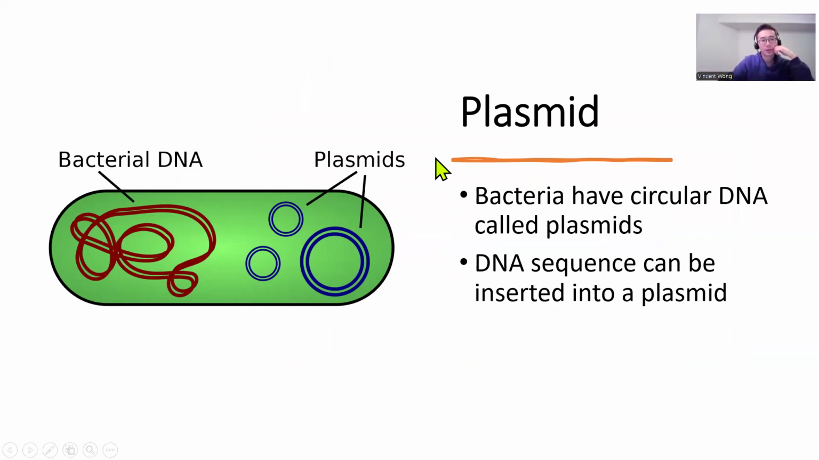Okay. So to understand that, we're going to take a closer look at bacterial DNA. So bacteria, they have their core DNA. Okay, this is core bacterial DNA, which is of course not in a nucleus. They are just located in a central area. So this is the core genetic material. And in addition to the core genetic material, there are these extra circular DNA called plasmids.